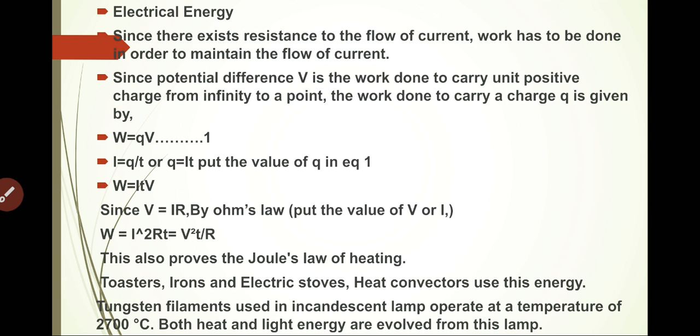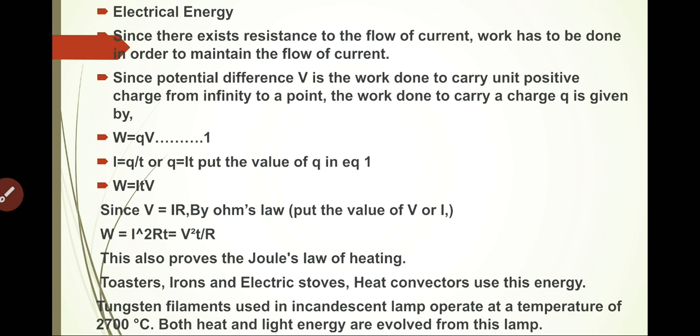But according to Ohm's law, V is equal to IR, V is directly proportional to I, and when we put in the constant, R is the resistance. So when we take the value V is equal to IR and put it in the work done, or electrical energy, W is equal to ITV, we get W is equal to I square RT.